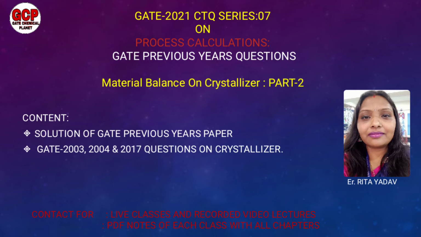Here we will discuss the material balance on the crystallizer. This is part 2. In part 1, we already discussed the introduction of the crystallizer, and how to write down the material balance and energy balance equations around the crystallizer. We solved some practice questions there, and I also solved one question from last year's GATE examination.